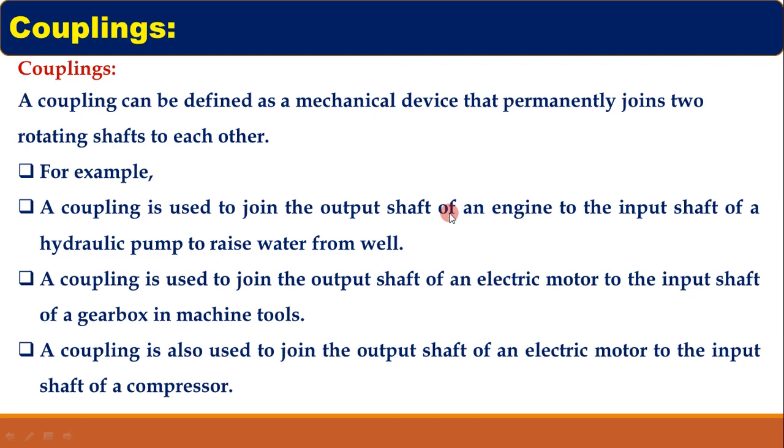If you see all these three examples, in the first example, the engine shaft, which is known as the output shaft, is connected to the shaft of the hydraulic pump. In the second example, the output shaft of the electric motor is connected to the shaft of the gearbox. In the third example, the shaft of the electric motor, which we call the output shaft, is connected to the shaft of the compressor, which is called the input shaft of the compressor.